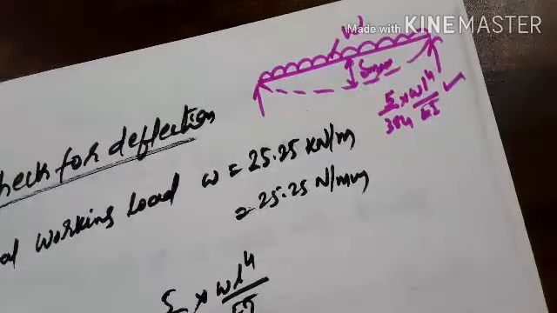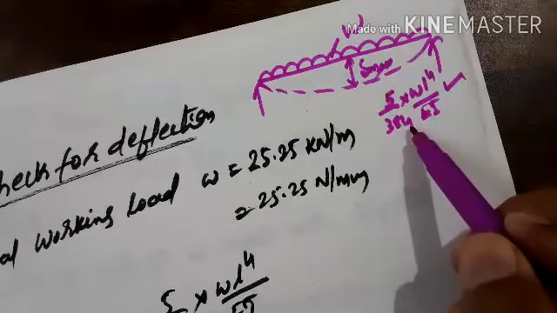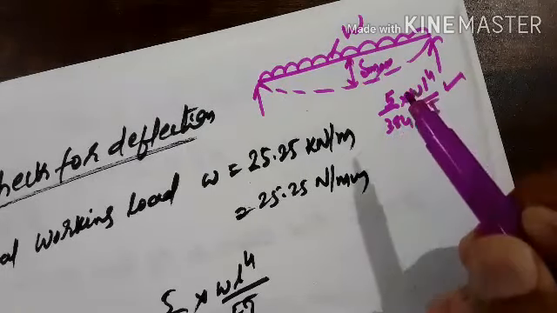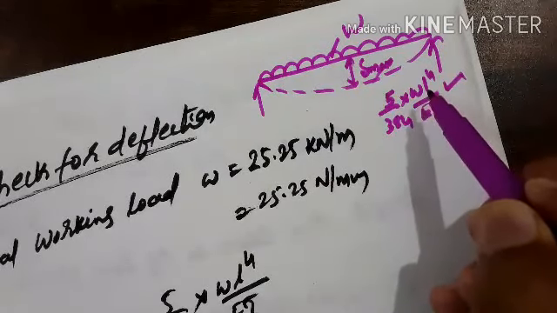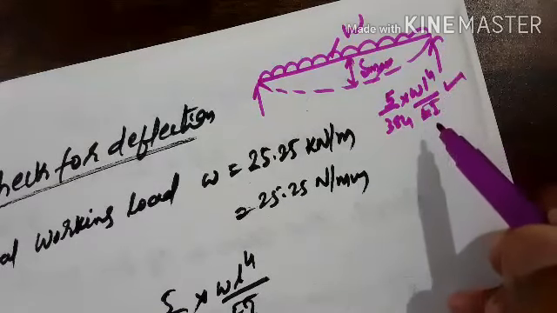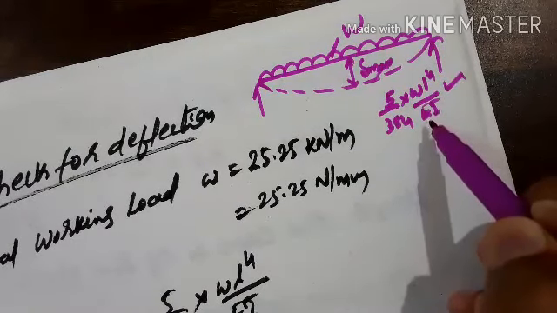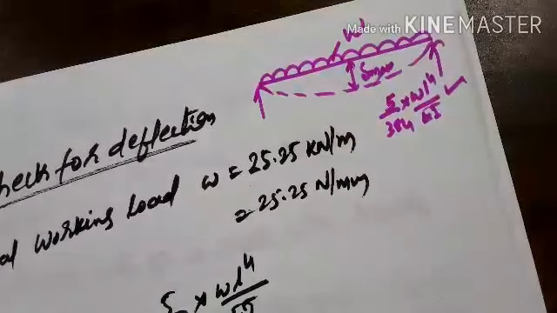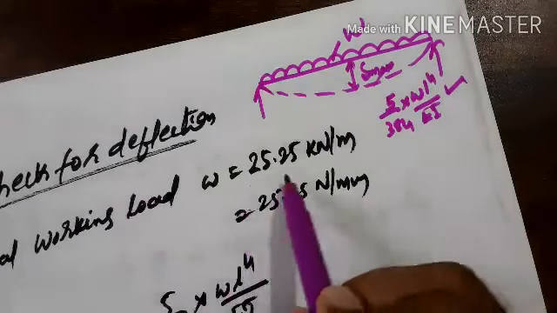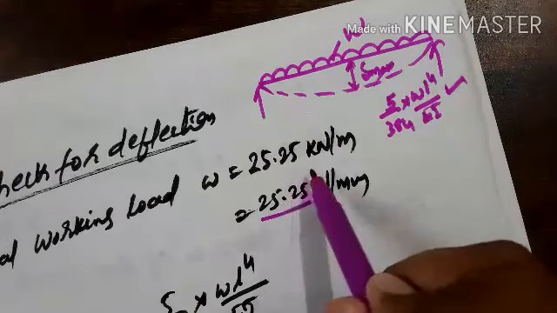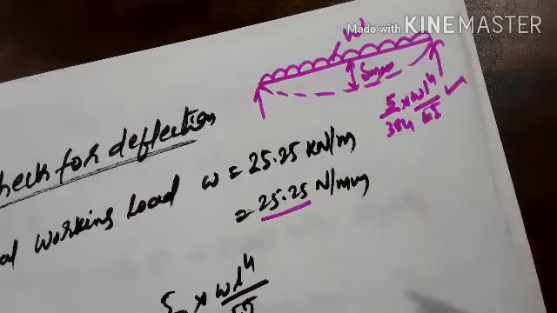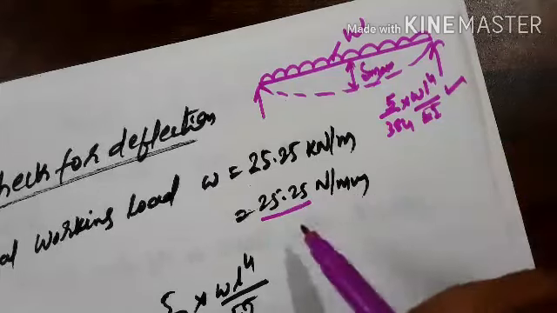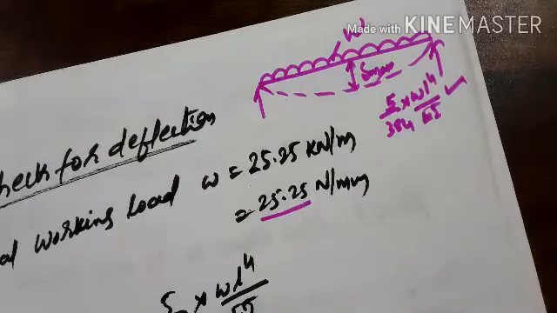First we need to calculate the maximum deflection. Here W represents the working load and L represents the effective span in millimeter, E represents the Young's modulus, and I is the moment of inertia of the chosen section. Then the working load, we know, is 25.25 kilonewton per meter, and when you convert it into Newton per millimeter, it will be 25.25 Newton per millimeter.